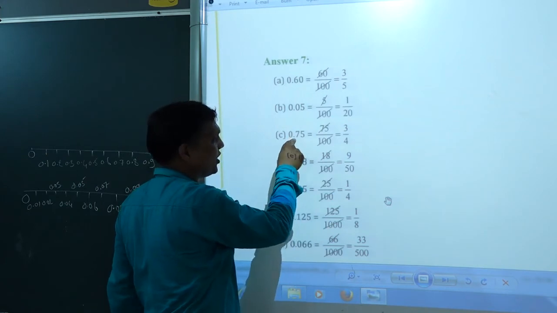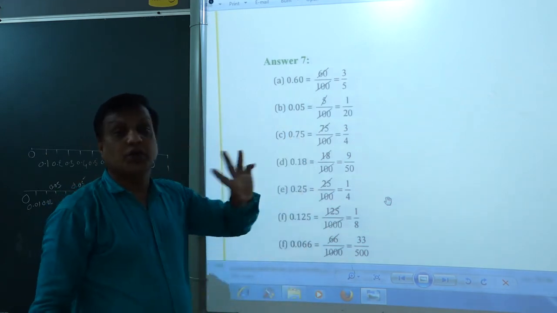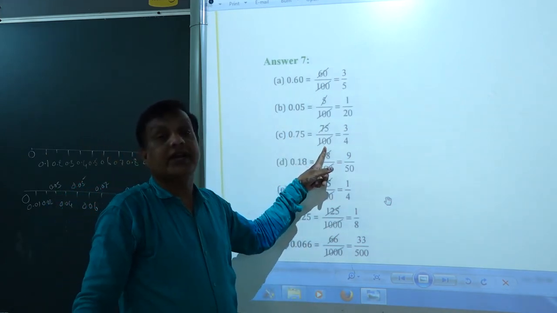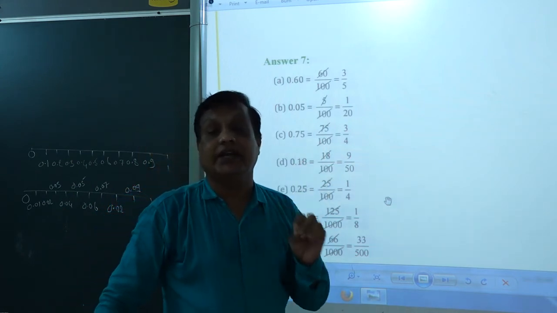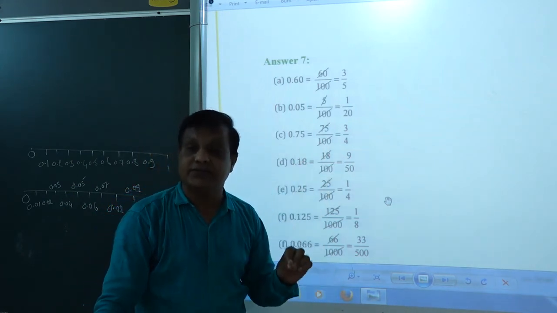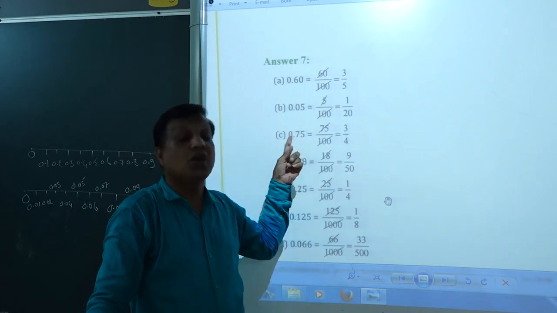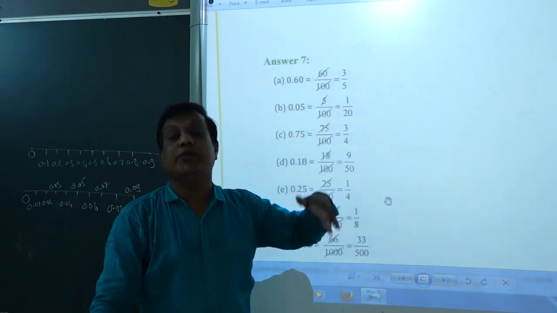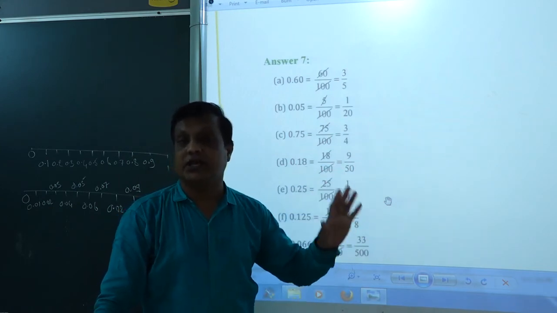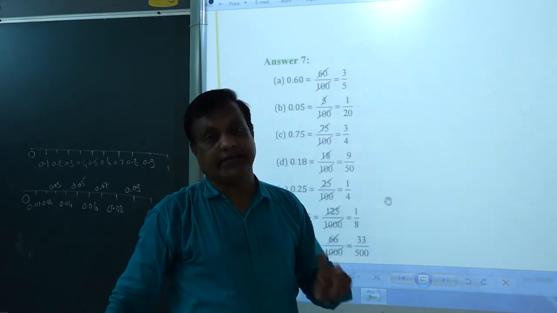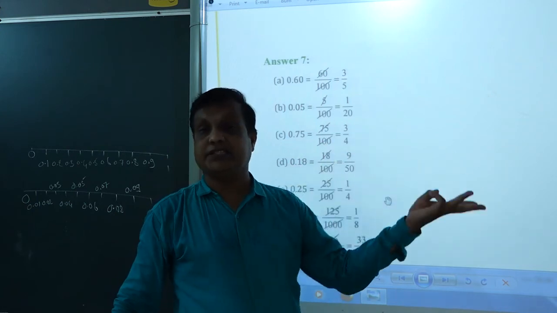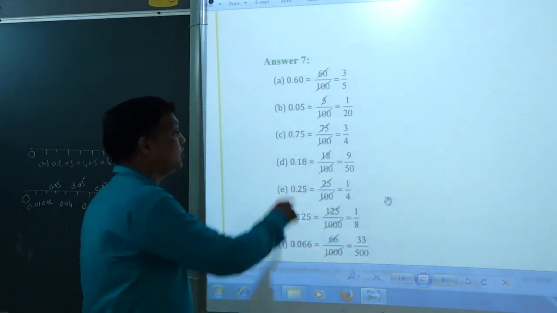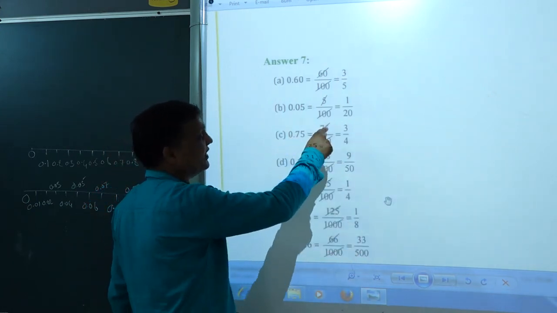Next, if you see 0.75, after the decimal two digits are there. So below you have to write 100. When you write a decimal as a fraction, see the decimal point. After the decimal point, how many digits are there? That many zeros you have to write below. Means 10, 100, 1000, 10,000 in this way. One digit is there, 10. Two digits are there, 100. Three digits are there, 1000, in the denominator. So 0.75 became 75 upon 100.